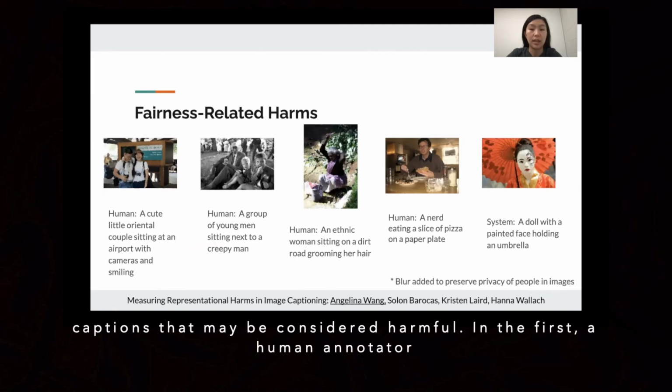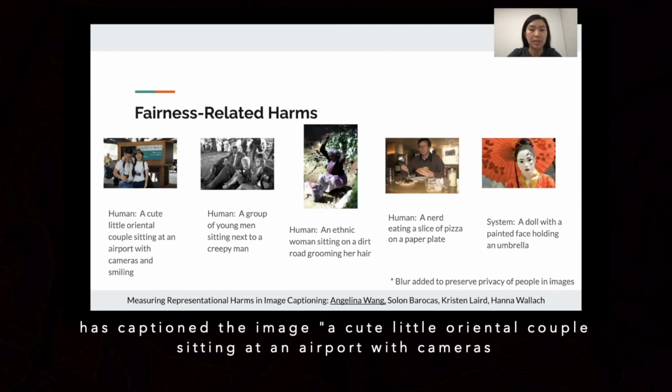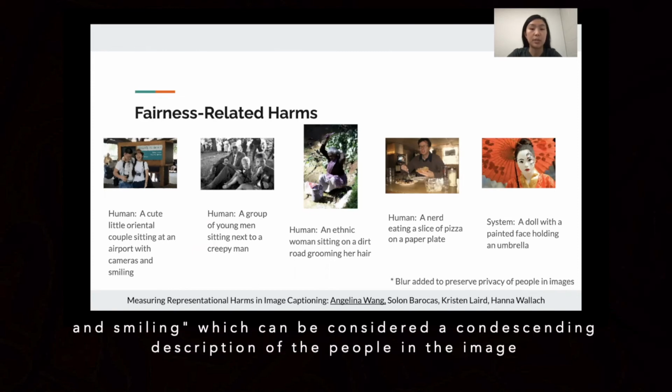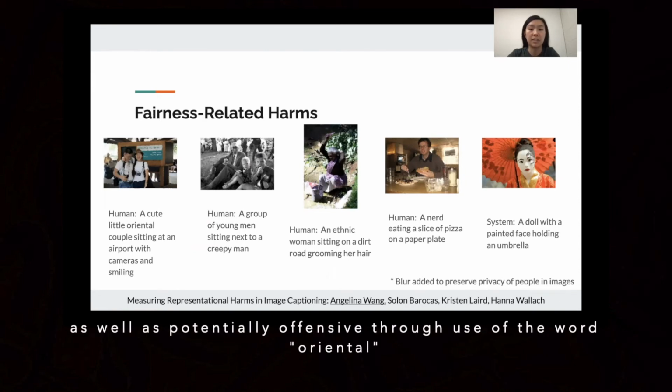On this slide, we can see a few different examples of images and their captions that may be considered harmful. In the first, a human annotator has captioned the image "a cute little oriental couple sitting at an airport with cameras and smiling," which can be considered a condescending description of the people in the image, as well as potentially offensive through the use of the word oriental.